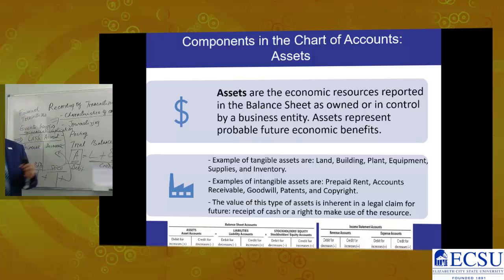Assets are economic resources belonging to the business. So now the assets are within the control of the business entity. Assets, of course, also represent probable future economic benefits. Supposing if I have a car, I can use the car to generate revenue in the future by traveling to different places and selling goods or providing services. So that is going to be my asset.